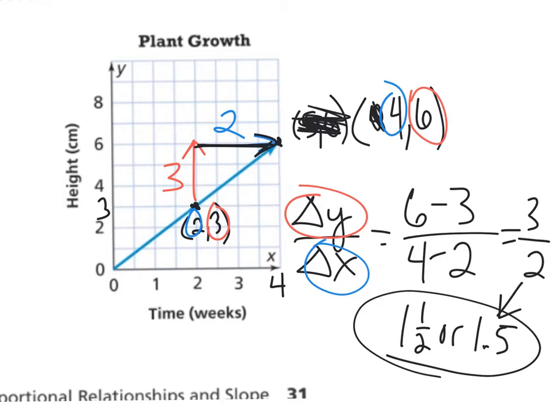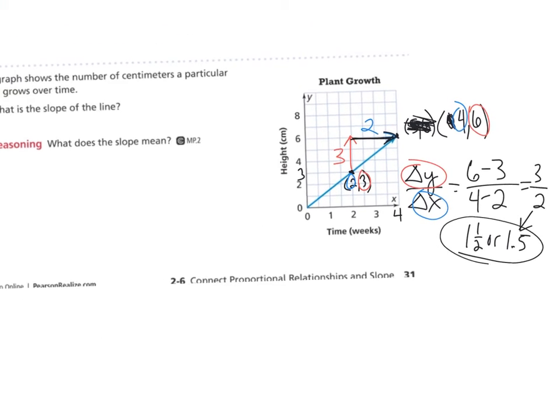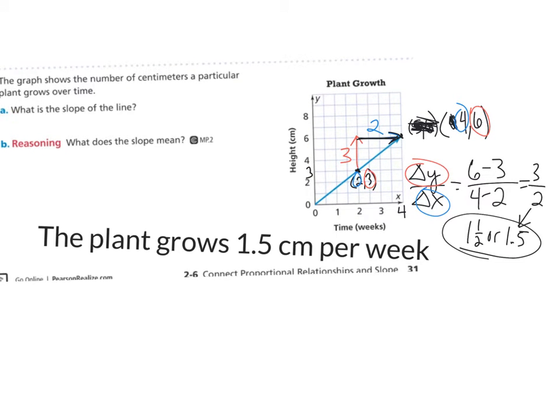For part B, what does the slope mean? So for this particular problem, what does it mean if our slope is 1 1/2 or 1.5? So this would tell us that the plant is growing 1.5 centimeters per week. And the way we know that is our y was centimeters divided by our x was weeks. So centimeters divided by weeks gives us centimeters per week.